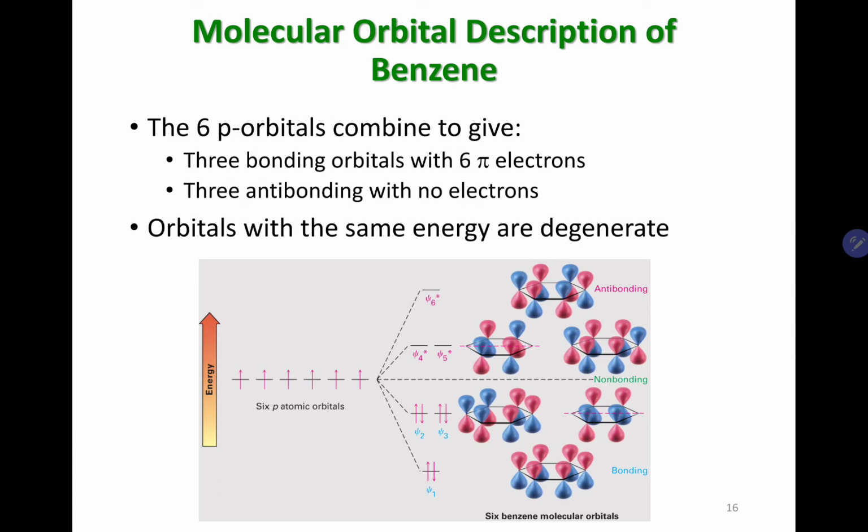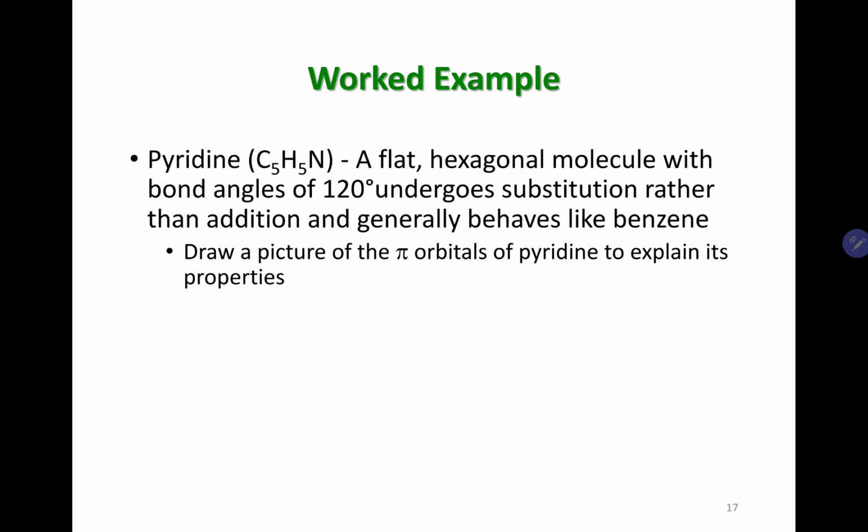All right, so in the next slide I have a worked example. I actually really want you to try this. If you understand the benzene structure, you should be able to do this without my help. So in here I want you to consider pyridine. We already learned benzene.